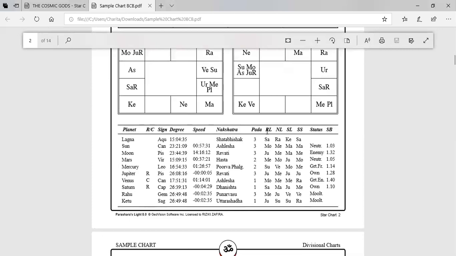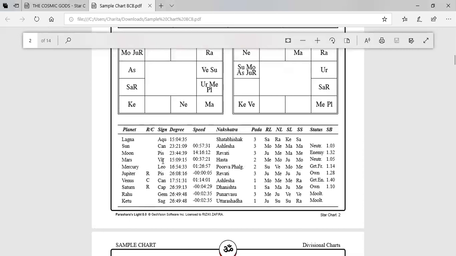Now, RL stands for ruling lord. What that means is that every sun sign has a ruling planet. So Aquarius is ruled by Saturn in sidereal Vedic astrology. Cancer is ruled by Moon. Pisces is ruled by Jupiter. Virgo is ruled by Mercury, and so forth. So again, the sun signs have ruling planets or ruling lords, which is this column here.